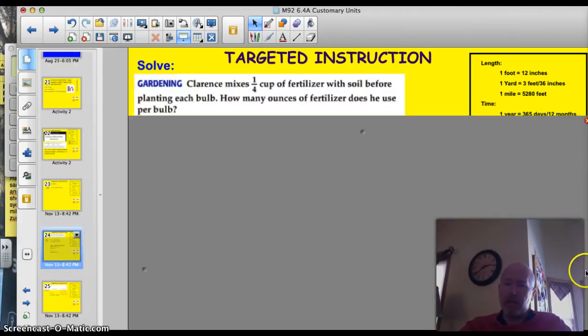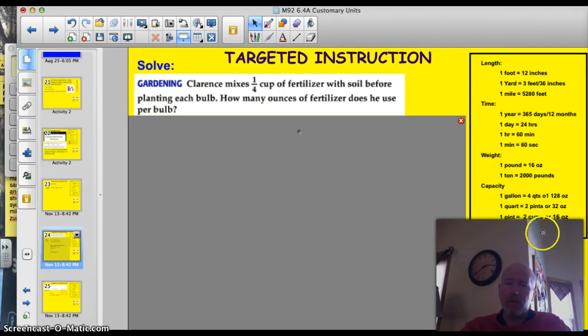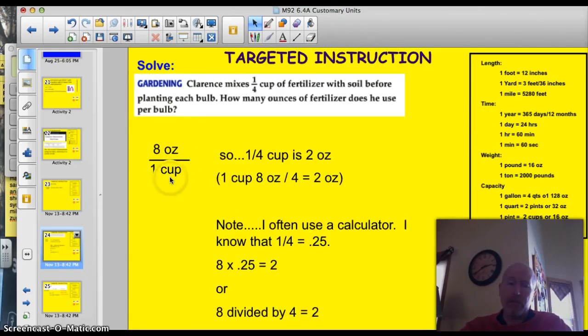Here's another one I'd like you to take a look at. This one involves capacity in ounces. Clarence mixes 1/4 cup of fertilizer with soil before planting each bulb. How many ounces of fertilizer does he plant per bulb? So you have to look down here at the cups and the ounces and see if you can figure that one out. Go ahead. All right. We know that 8 ounces is 1 cup because that's right off the chart over here. So a 1/4 cup is going to be 2 ounces. 1 cup is 8 ounces. A fourth of that, if you divide that by 4, is 2 ounces.